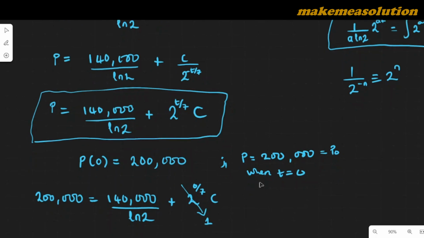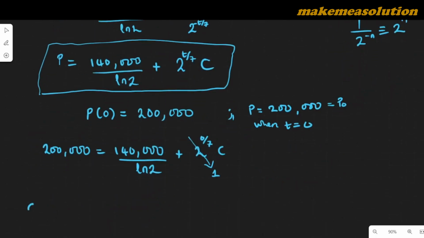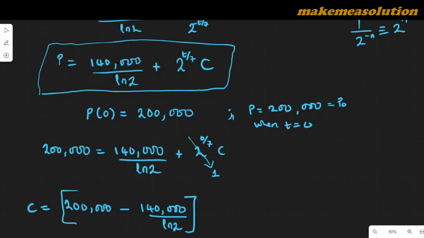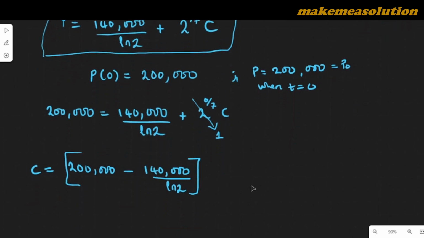Then c times 1 is c, meaning that when we make c the subject of the formula, c will be 200,000 subtracted from 140,000 divided by ln 2. So I'm not going to evaluate this here. I'll leave this for you to explore what the value will be.